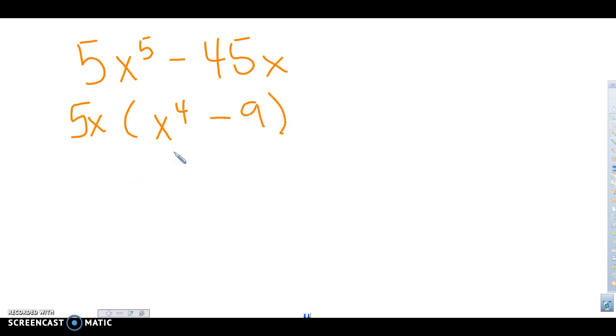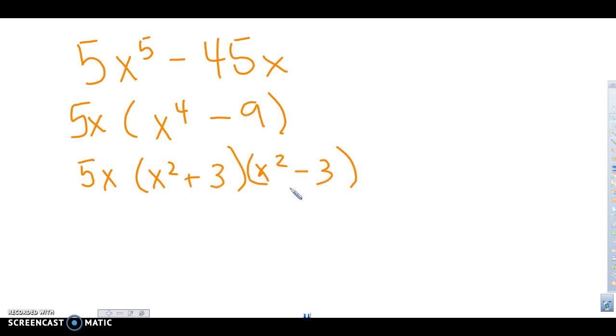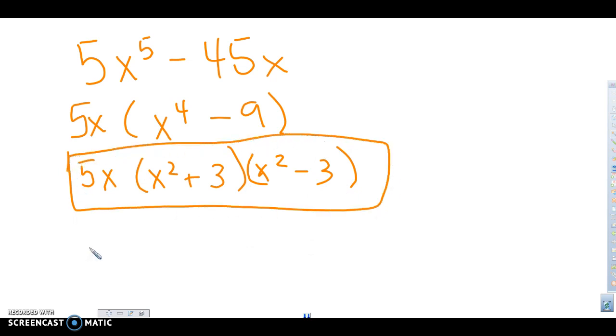Then this breaks down. So I would leave that 5x on the front. X to the 4th would break down into x squared and x squared. 1 plus, 1 minus. 9 breaks down into 3 and 3. Can this x squared minus 3 break down even more? No, because 3 is not a perfect square. I can't take the square root of 3 and get an even number. So my final answer would just be this. So why don't you try an example like that as well?